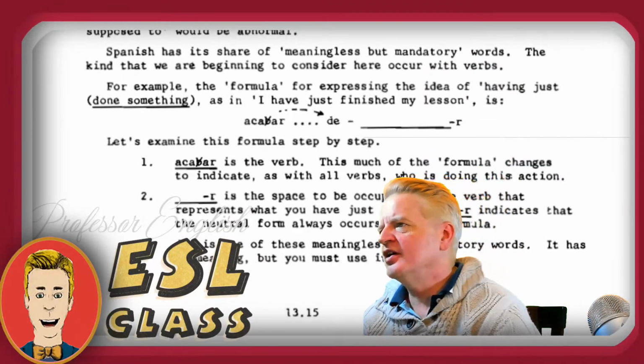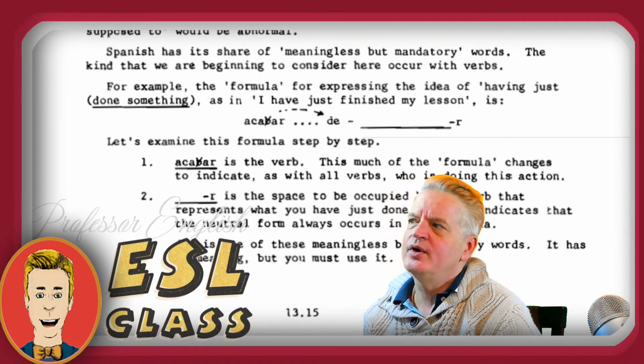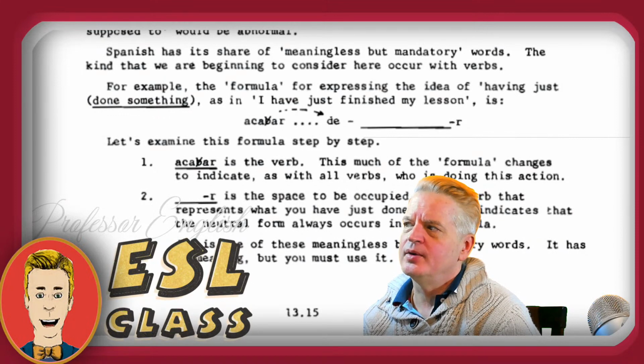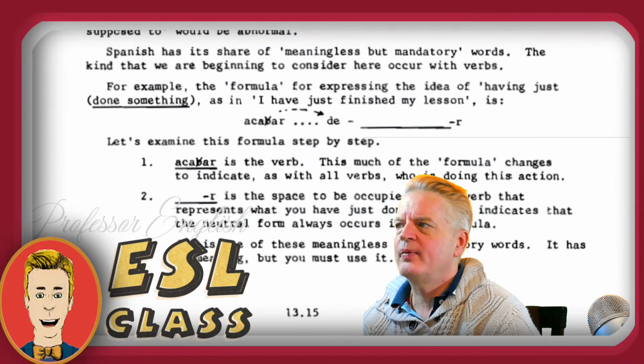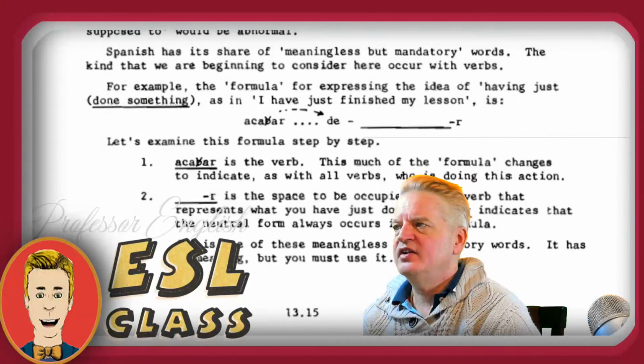Spanish has its share of meaningless but mandatory words. The kind that we are beginning to consider here occur with verbs. For example, the formula for expressing the idea of having just done something, as in, I've just finished my lesson, is acabar de.